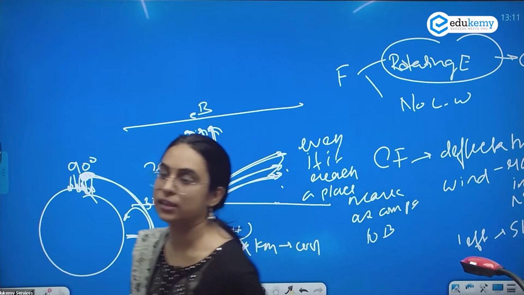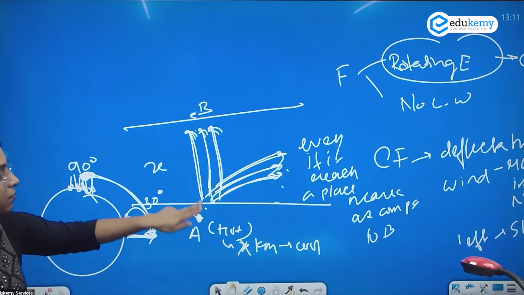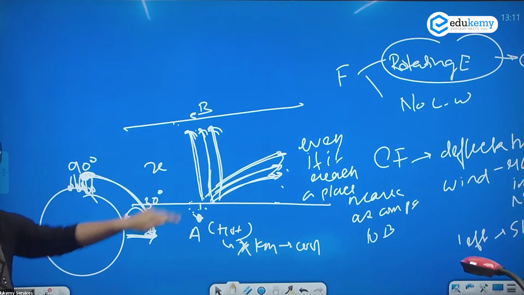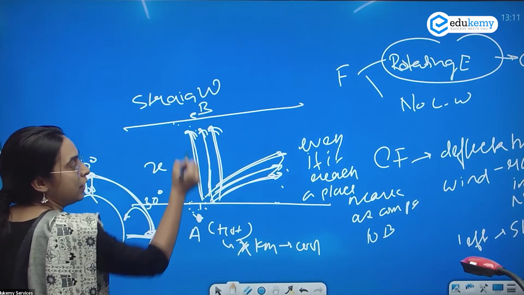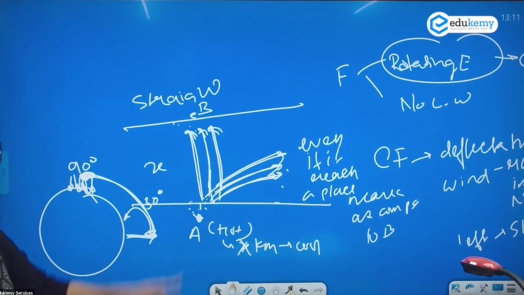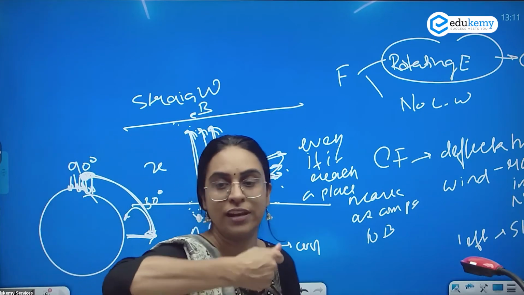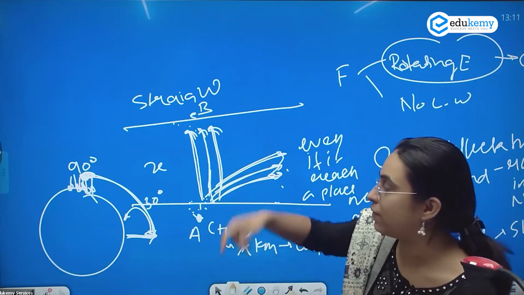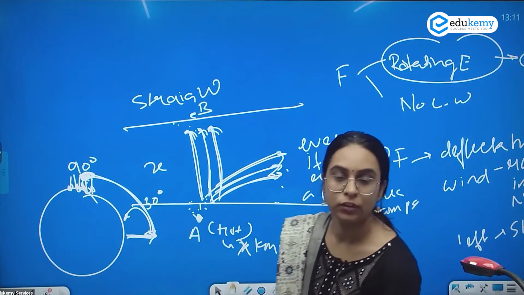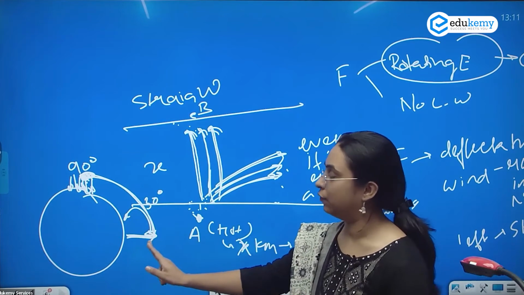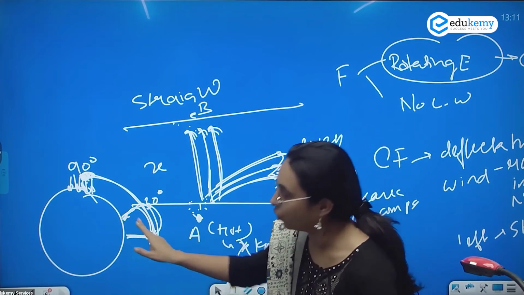I'll just repeat this thing. The point that I'm saying is the shortest distance between 2 points is always a straight line. So A to B, the shortest distance would be a straight line. If you don't account for deflection, the wind is traveling straight. If the wind is traveling straight, it will have to reach poles to get cooled. The moment you account for deflection, the wind can cool even before, right?